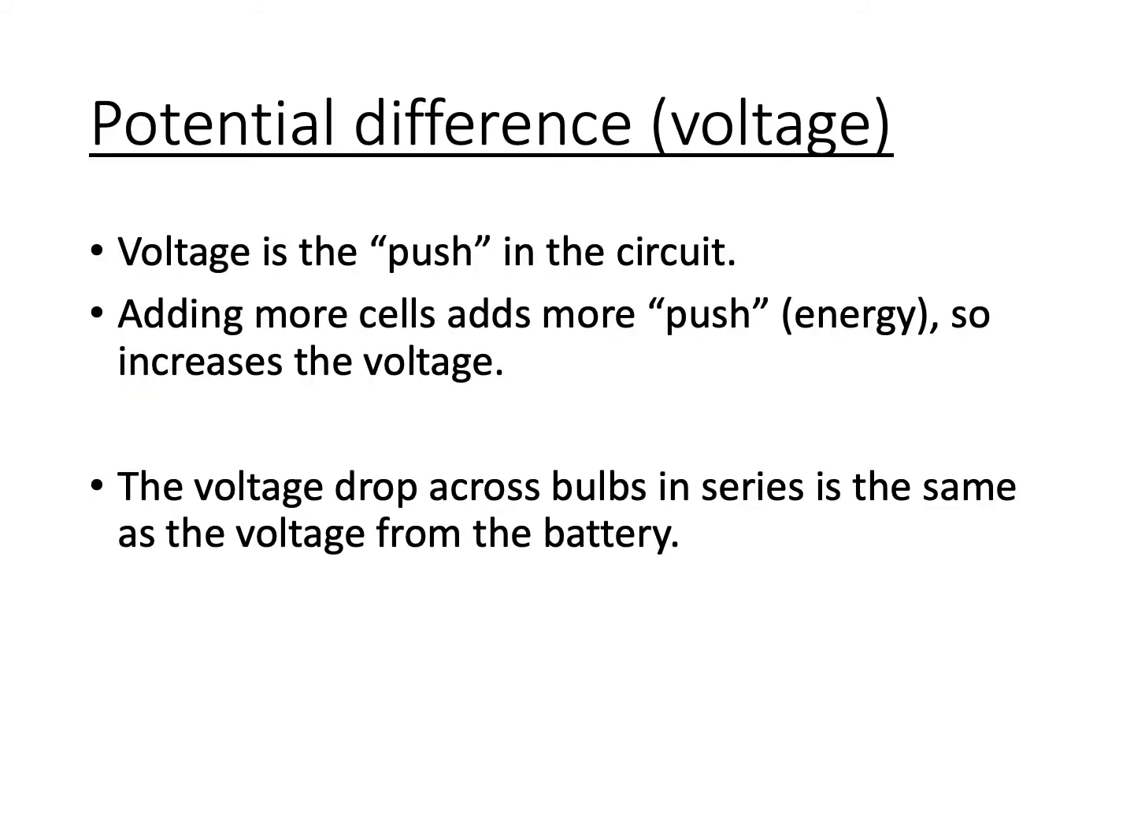So potential difference, or voltage, is the push in the circuit. It measures the amount of energy that is being supplied. If you add more cells, we get more push, we have more energy, and that increases the voltage. And we talk about a drop in voltage as you go around the circuit. So in series, you add up the voltage drop across the lamps. In parallel, the voltage across each lamp will be the same as the voltage of the supply.